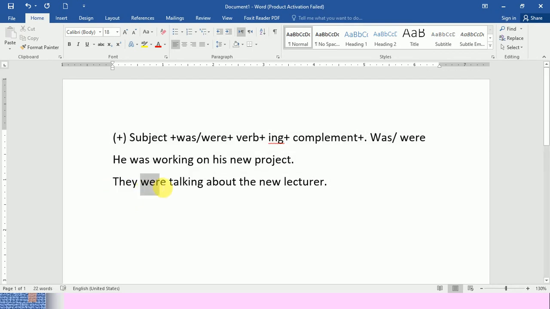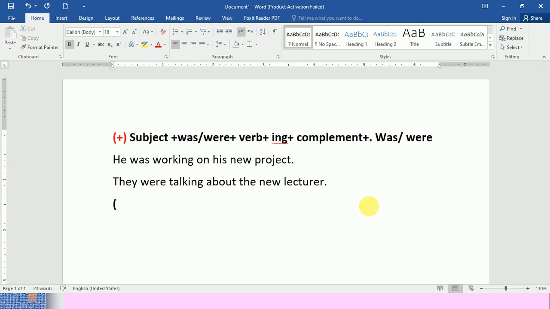Were is to be verb. Talking is verb ing, and about the new lecture is what? This is the complement. Okay. This was the positive structure of past continuous tense. Now let's talk about the negative structure of past continuous tense.